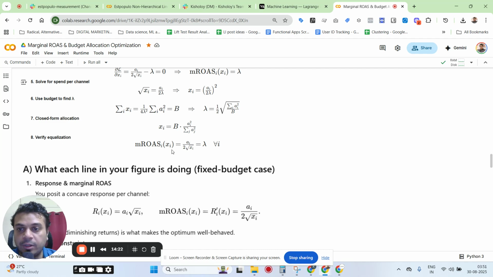But the important point here is that we want to verify whether or not it's actually equal to lambda.